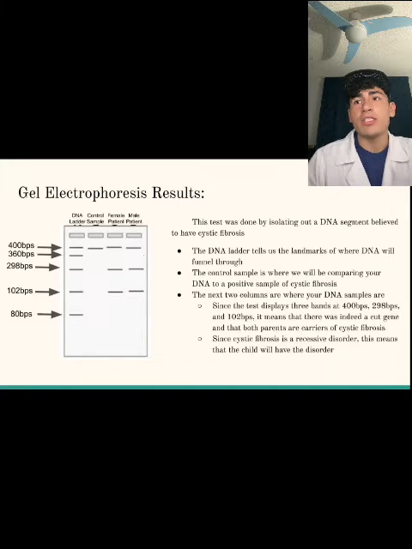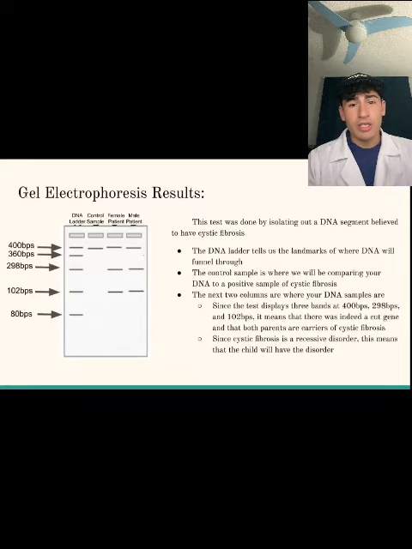So right now it displays 3 bands at 400 base pairs, 298 base pairs, and 102 base pairs. And that means there was a cut and both parents are carriers of cystic fibrosis. And this most likely means that your child will be a carrier, if not be affected. I'm very sorry to tell you that. Before we assume anything, let's dive further into this really quick.